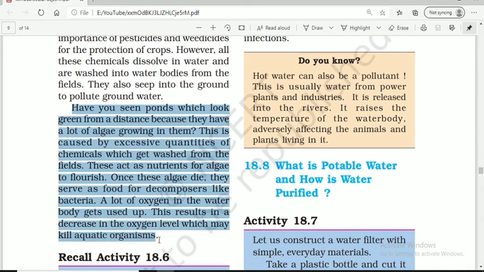Now, the next paragraph is, have you seen ponds which look green from a distance because they have a lot of algae growing in them?